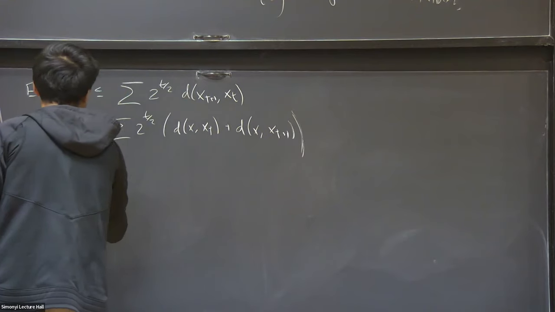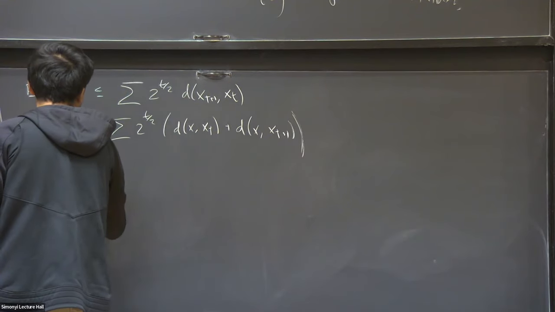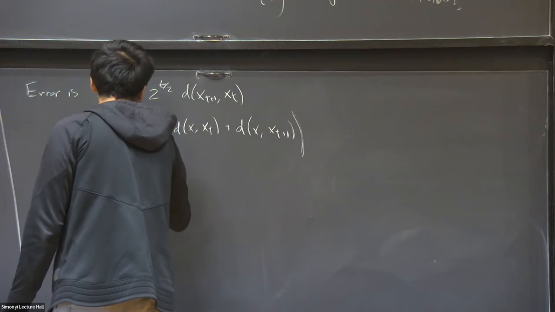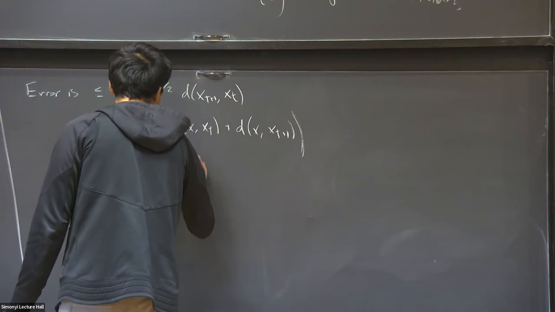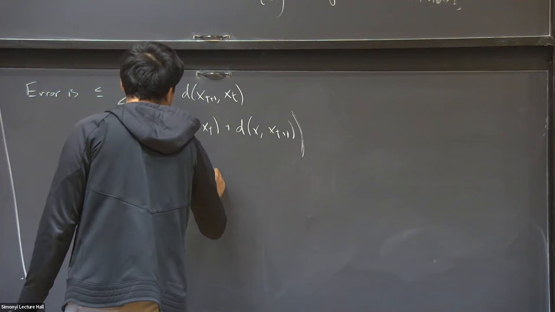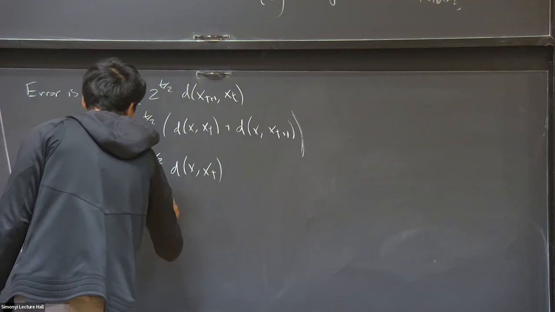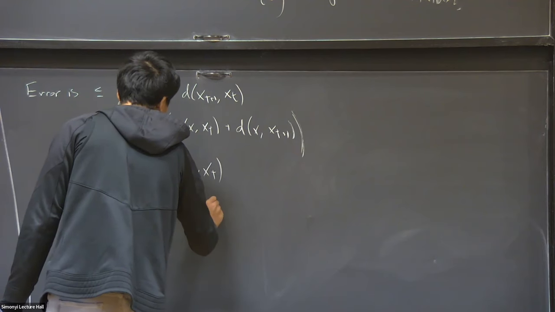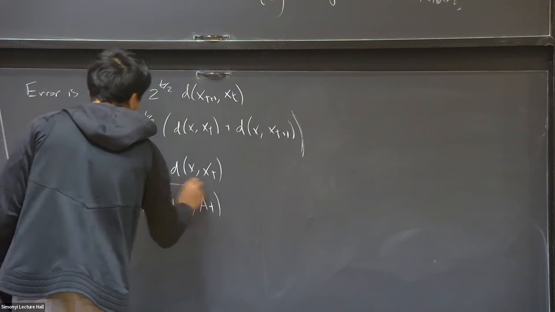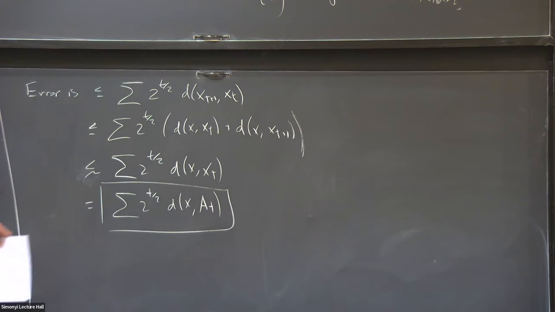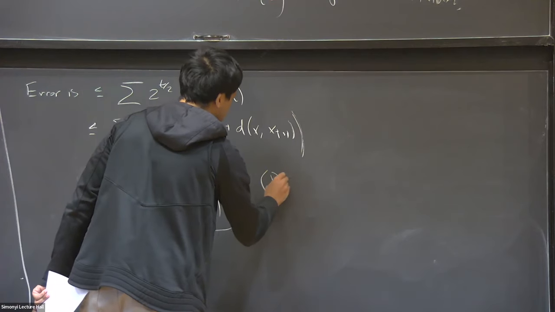Okay. And then, basically, it runs up to constants: 2^(t/2) times the distance from x to x_t. Right, which is by definition 2^(t/2) times the distance from x to A_t. So that expression is just, given general sets A_1 to A_t, what is the error of my sampling procedure? It's this quantity there. Okay. This is basically what people call Dudley's inequality.